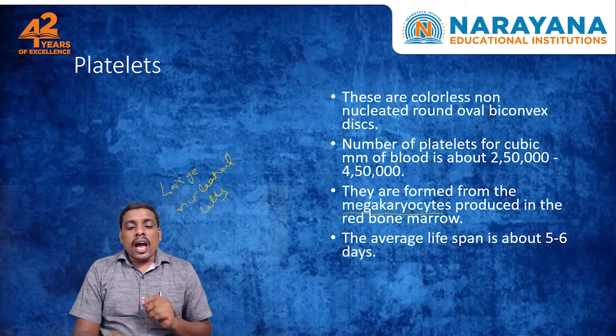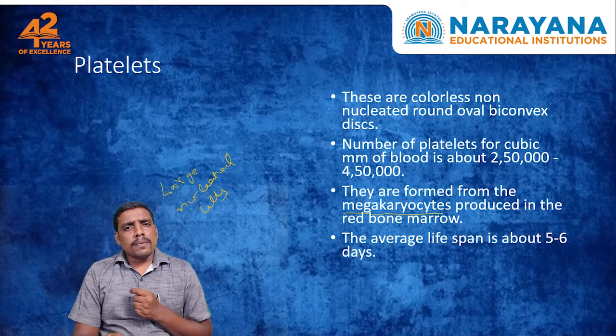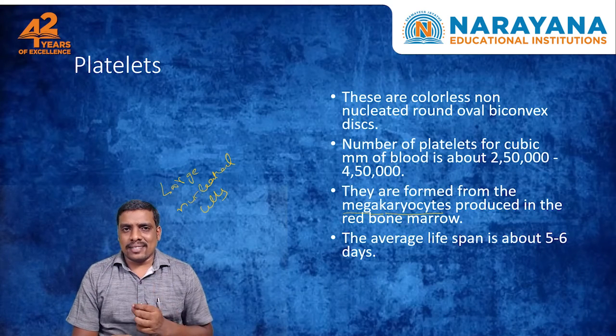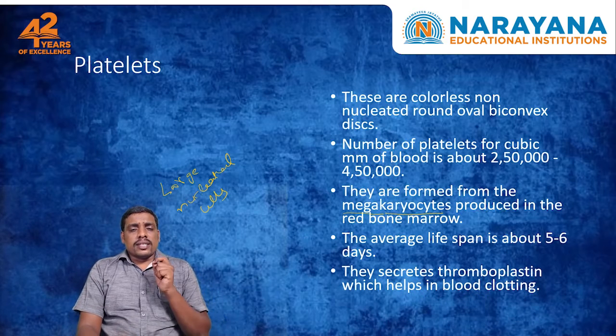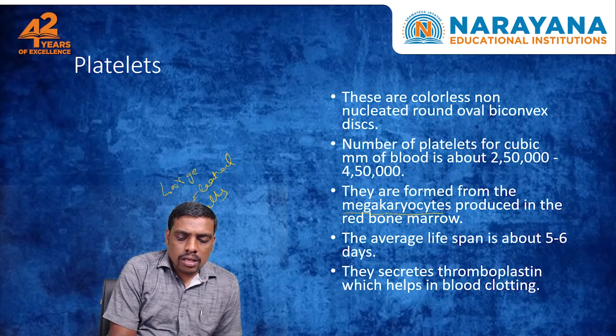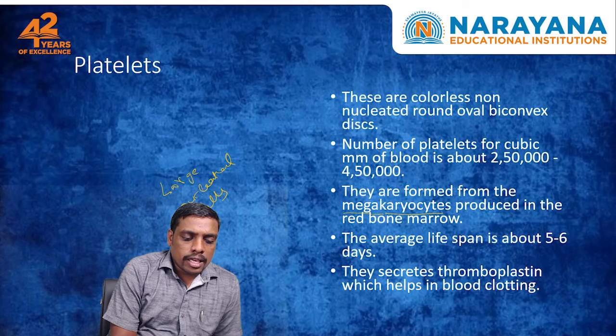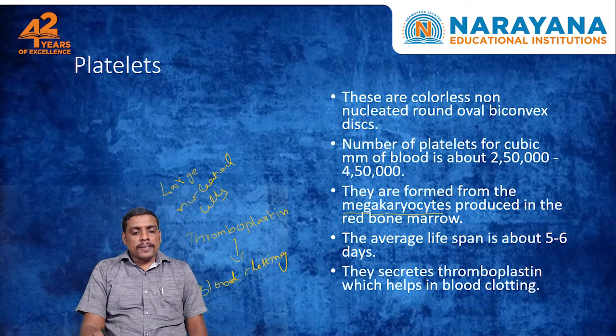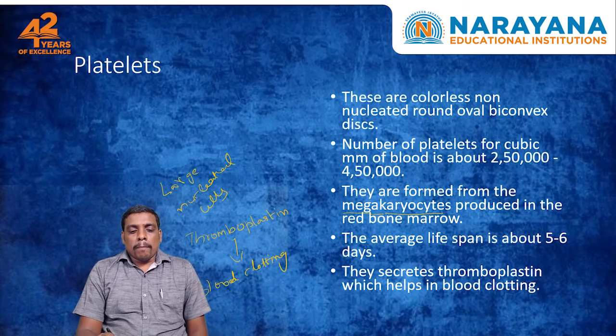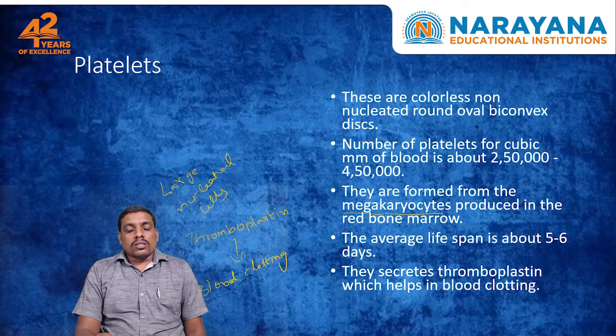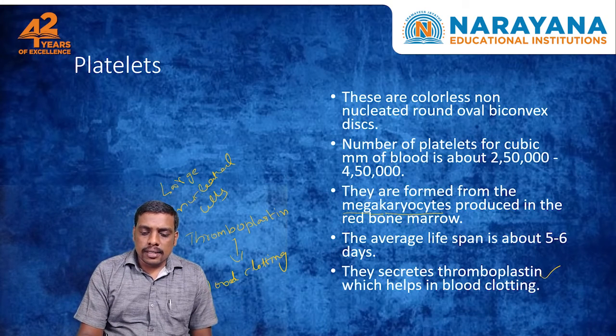Now, the average lifespan of platelets is about 5 to 6 days. Here, they secrete a substance called thromboplastin. This thromboplastin helps in the process of wound healing, blood clotting or coagulation of blood. For coagulation of blood, this factor, thromboplastin, plays a key role.